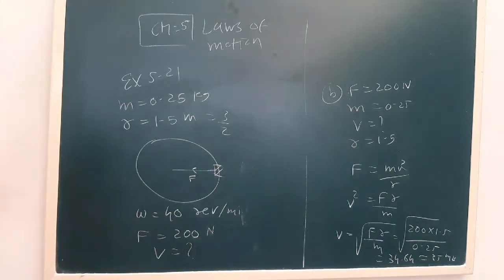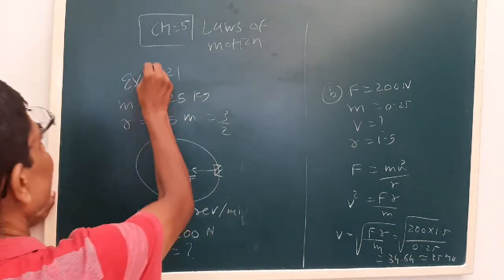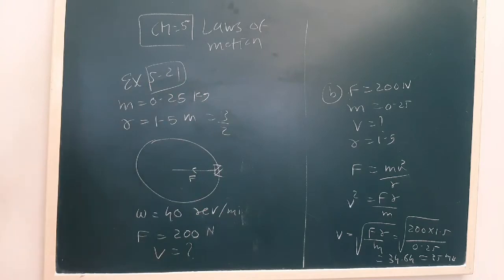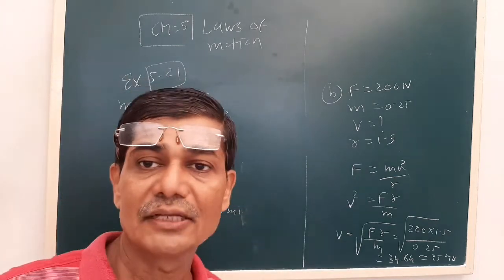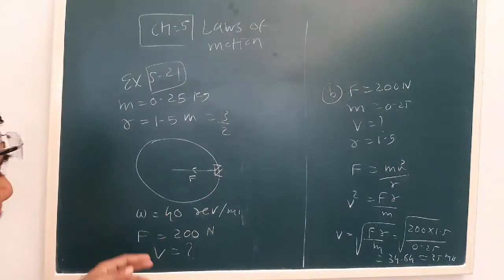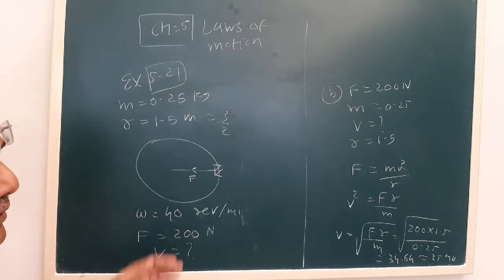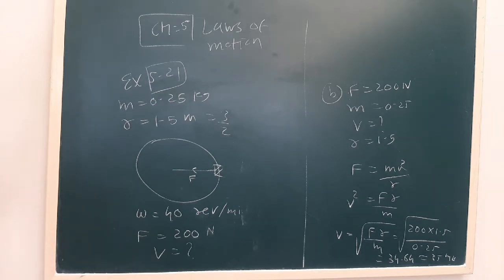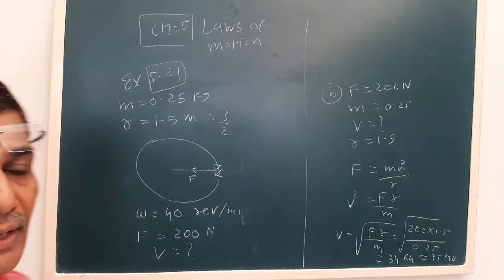So this is about exercise sum number 5.21. Mass is given, radius is given, we have to find out the tension, and in the second part the force is given, then we have to find out the maximum speed with which it can be whirled in a horizontal plane. So this is exercise number 5.21.